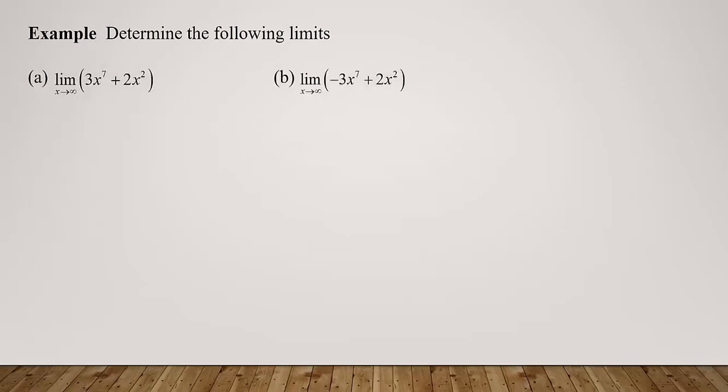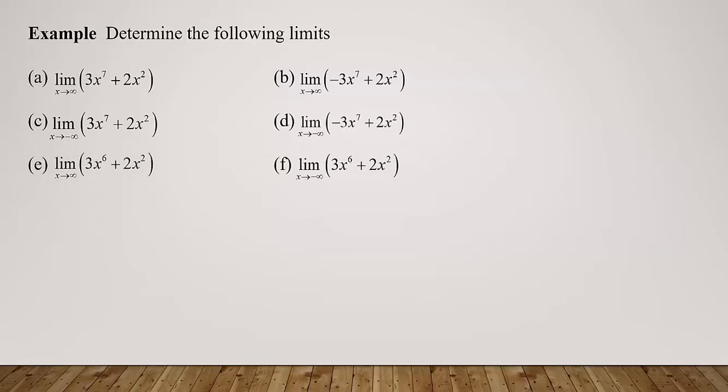Determine the following limits. In part A, the limit as x goes to infinity of 3x to the 7th plus 2x squared. Part B, the limit as x goes to infinity of negative 3x to the 7th plus 2x squared. Part C, the limit as x goes to negative infinity of 3x to the 7th plus 2x squared. Part D, the limit as x goes to negative infinity of negative 3x to the 7th plus 2x squared. And then E, the limit as x goes to infinity of 3x to the 6th plus 2x squared. And in F, the limit as x heads to negative infinity of 3x to the 6th plus 2x squared.